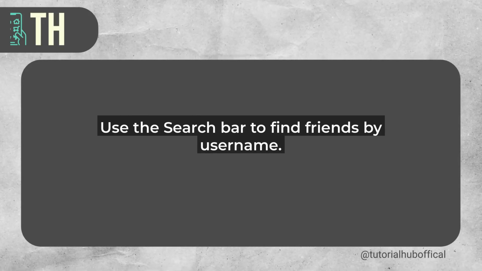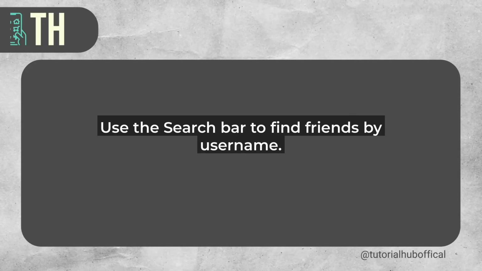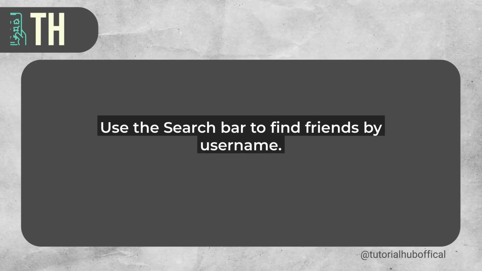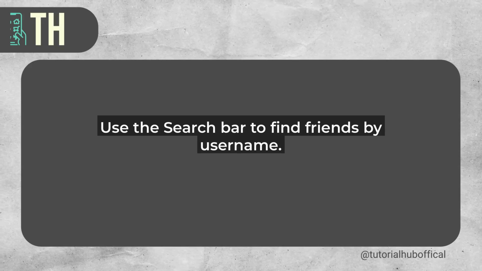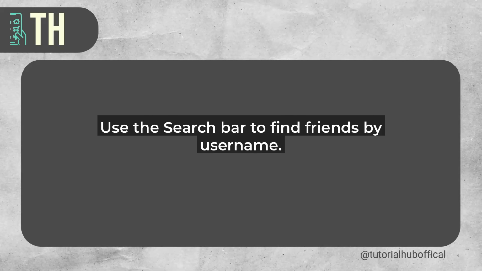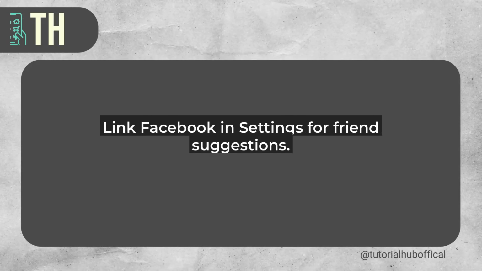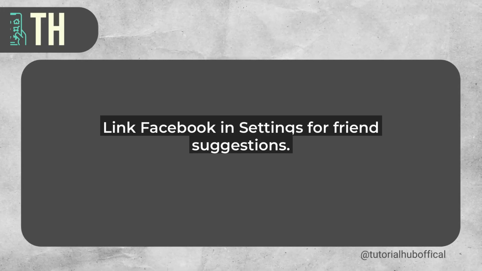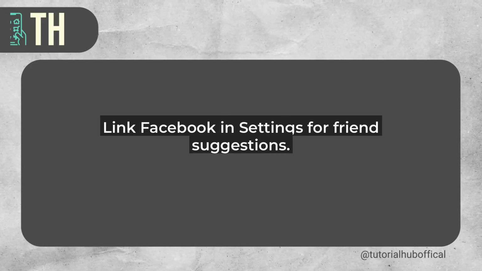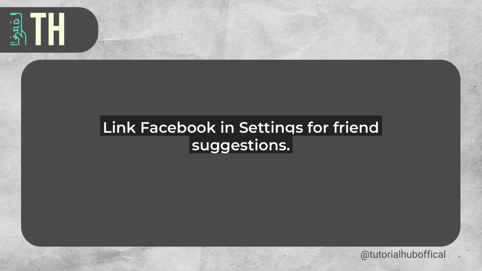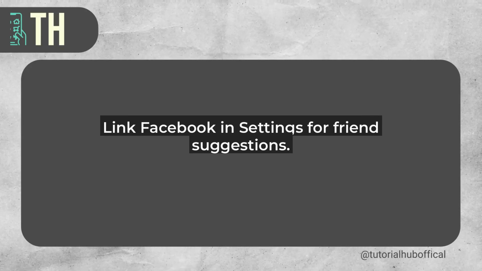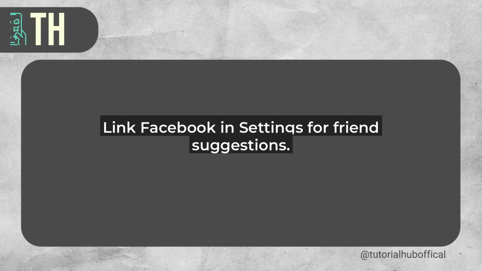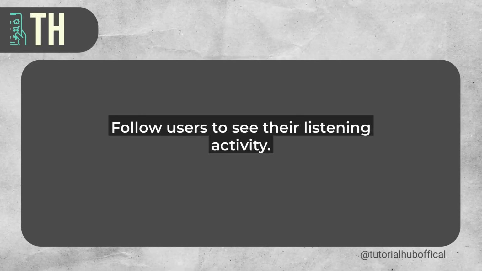Now, to find friends, Spotify integrates with your contacts and social media. Start by going to the search bar at the bottom of the app. You can type in a friend's username if you know it, or use the Find Friends option under your profile settings. If you link your Facebook account, Spotify can suggest friends who are also on the platform. Just go to Settings, then scroll to Social, and connect your accounts.